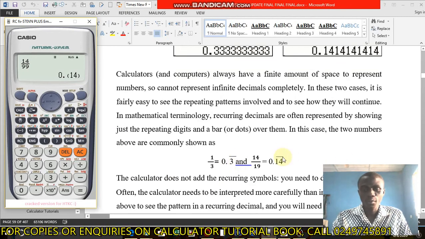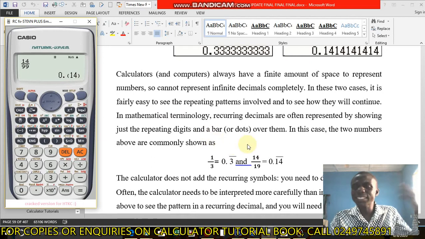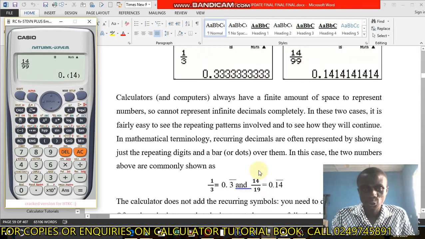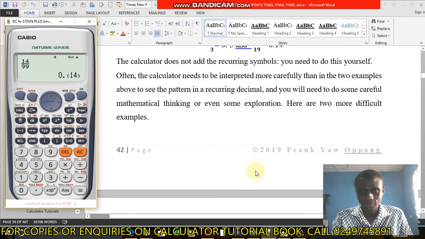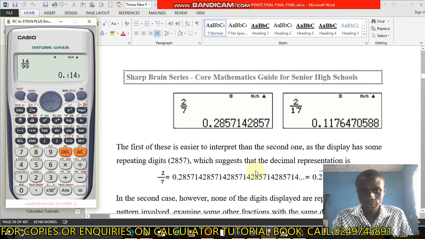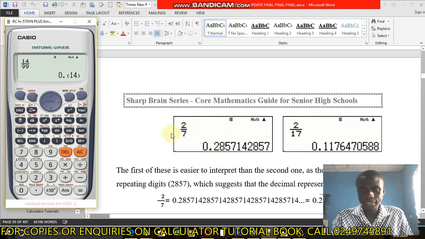In another way, you can also get a bar on the 14. It means that the 14 is repeating itself to infinity. So you can see this is also what? A recurring decimal. Very good.